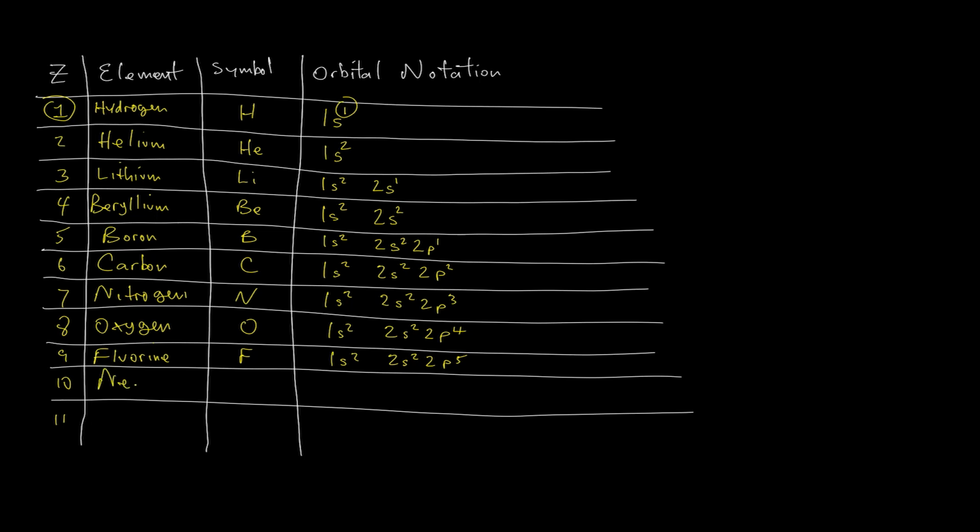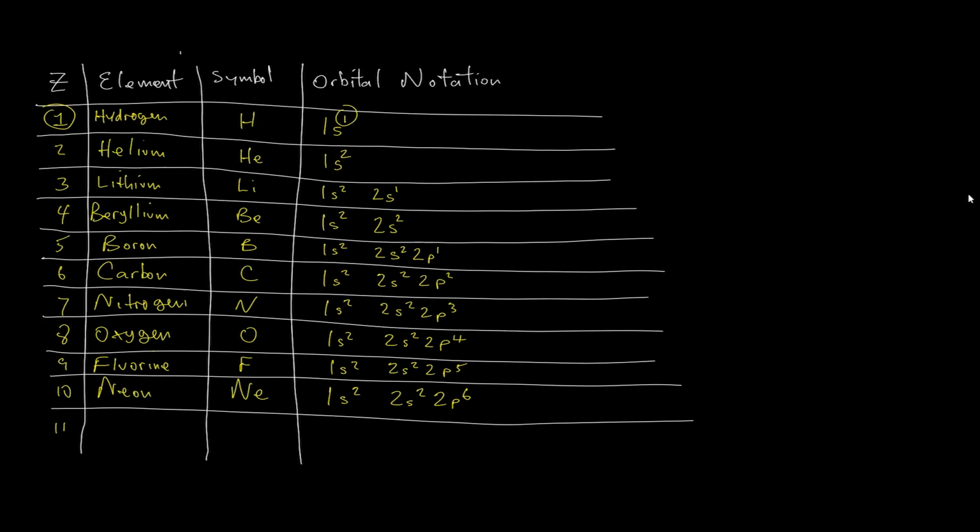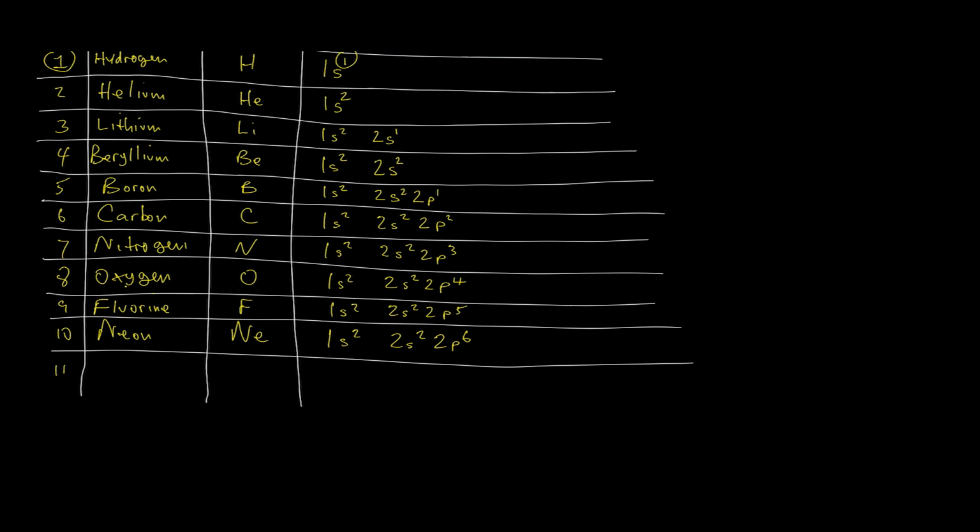Neon, okay, has an atomic number of 10. Symbol is Ne, 1s squared, 2s squared, 2p to the 6. And now this 2p shell is full here on neon. Okay, this one is full. So we need to move up a shell. And this is the last one we're going to look at. I'm not going to go through the whole periodic table for you fall asleep.